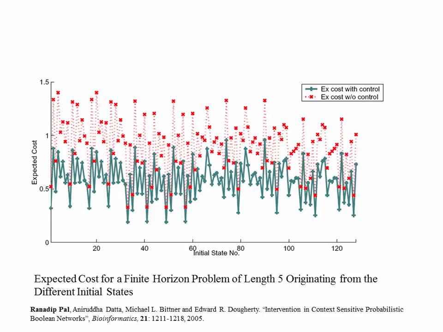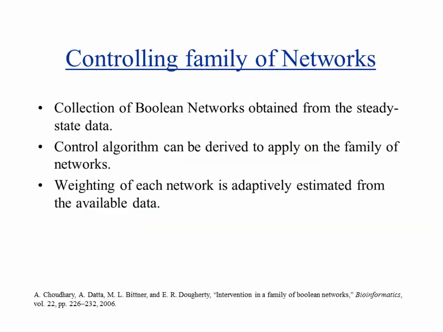And so here we basically looked at the performance of the control, and I think the green one is with control. You can see that the expected cost is smaller with the control than without the control. All right, any questions?